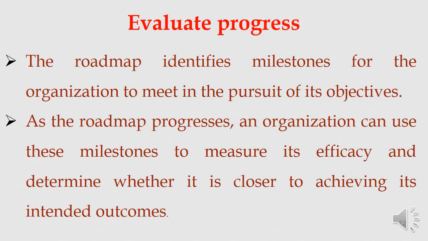Then you have to evaluate the progress. The roadmap identifies the milestones for the organization: what to achieve in 5 years, what to achieve in 10 years, and what may be next, for the organization to meet in the pursuit of its objectives. As the roadmap progresses, the organization can use the milestones to measure its efficiency and determine whether it is closer to achieving its intended outcomes.